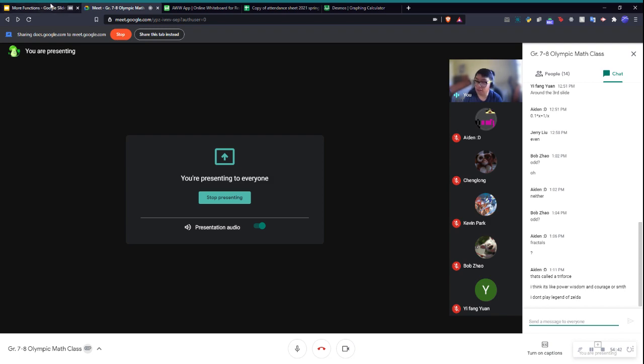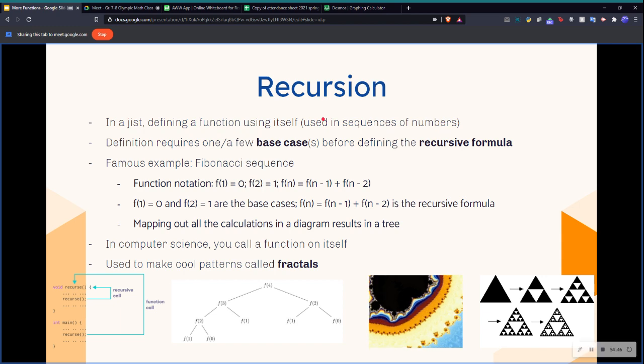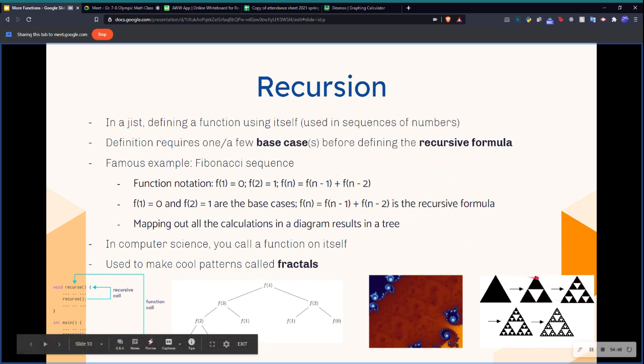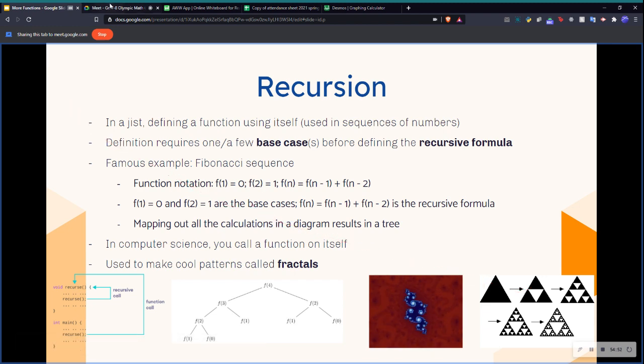Yeah, it's called Triforce. Yeah, Aiden, it's called Triforce. You don't play Legend of Zelda? Yeah, I call it Triforce, but we'll call it Sierpinski triangle in mathematical terms or whatever.